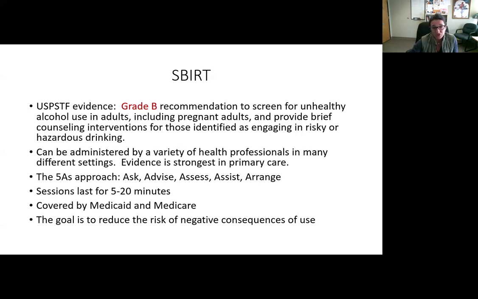Its evidence is strongest in primary care, but it can be administered in many settings. And it involves the 5 A's approach of asking about use, advising, assessing their readiness to decrease or stop drinking, assist and arrange for help with treatment. Sessions are brief. They last anywhere from 5 to 20 minutes. And the goal here is really to reduce the risk of the negative consequences of use and really help shift the amount before it does become a hazardous amount or meet criteria for a use disorder.